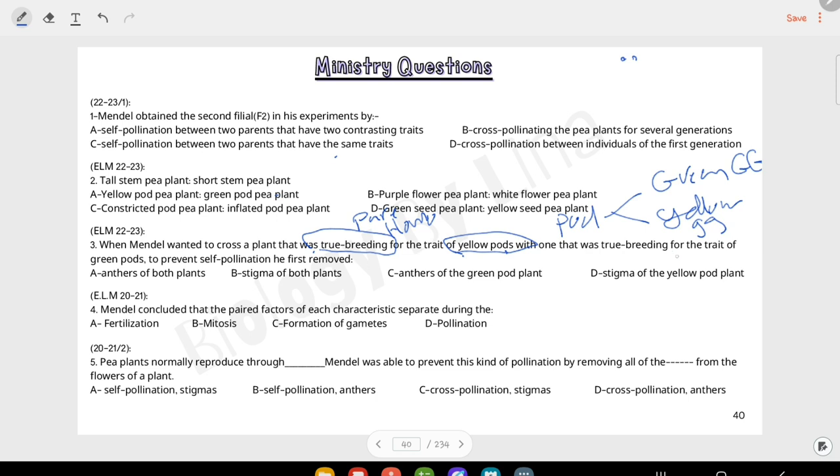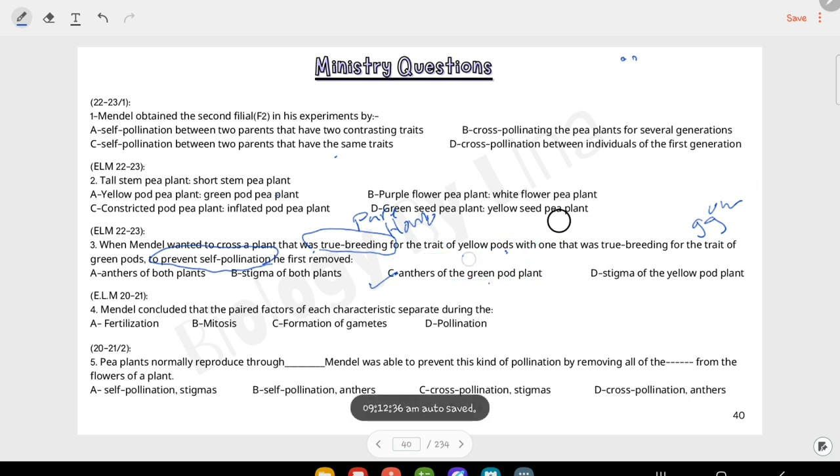Okay, so when Mendel wanted to cross a plant that was true breeding for the trait of yellow pod with one that was true breeding for the trait of green pod, to prevent self-pollination, what did he do? In order to prevent self-pollination, he removed what? He removed the anthers, as we said before, the anthers of both plants, or the anther of one of the flowers, which is the anther of the green pod plant, the dominant one. So this is the correct answer.